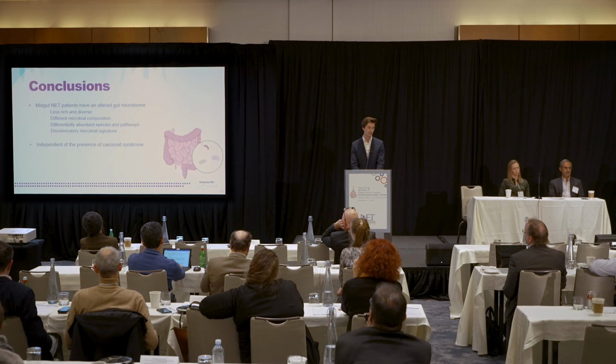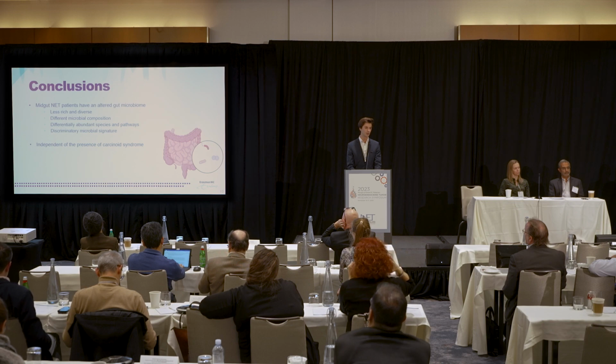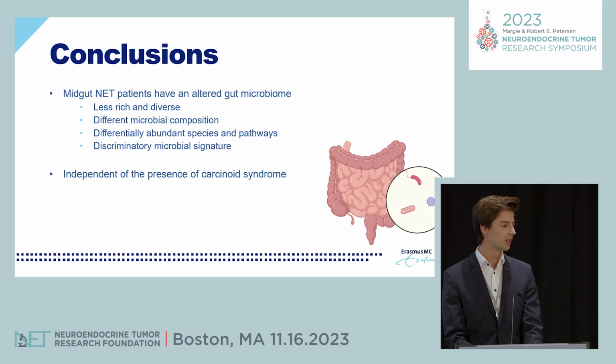So to conclude, mid-gut neuroendocrine tumor patients have an altered gut microbiome. It was less rich and less diverse than controls. They have a different microbial composition. Several differentially abundant species and pathways were identified, and we created a discriminatory microbial signature. This difference in microbial composition seems to be independent of the presence of the carcinoid syndrome. But it looks like these findings suggest a role of the gut microbiome in neuroendocrine tumor development.